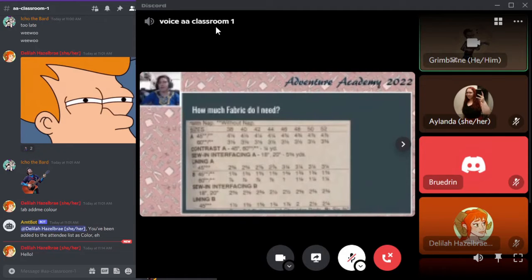They are only giving us the yardage for a 45-inch fabric here. So unfortunately, if you are using a 60-inch fabric, you will likely need less than this, but there's no quick way to figure out how much you're going to need instead. It's also giving us some information on interfacing.